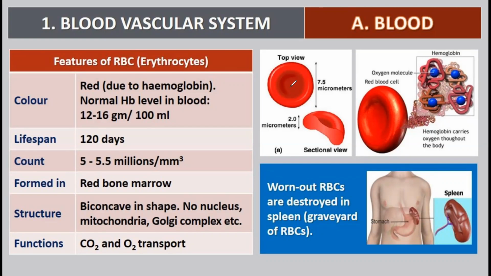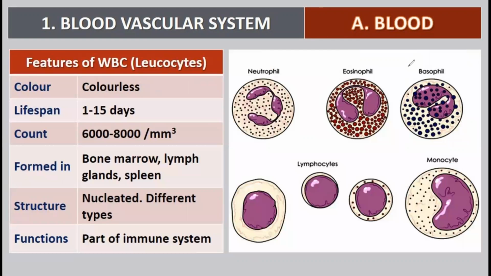Structurally, they are biconcave in shape. They don't have their own nucleus. Even mitochondria and Golgi complex are also absent. Function of RBC is to transport oxygen and carbon dioxide. The worn-out RBCs are destroyed in spleen. That's why spleen is known as graveyard of RBCs.